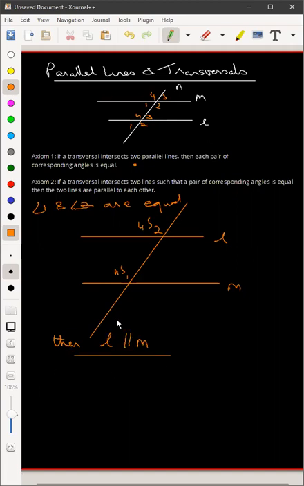In a lot of cases, you'll be asked to prove that the lines are parallel. If you can prove that the corresponding angles are equal for a transversal cutting two lines, then automatically the lines become parallel. Earlier we said that two parallel lines have equal corresponding angles. Now we are saying that if a transversal cuts any two lines and the corresponding angles become equal, then these two lines are parallel.